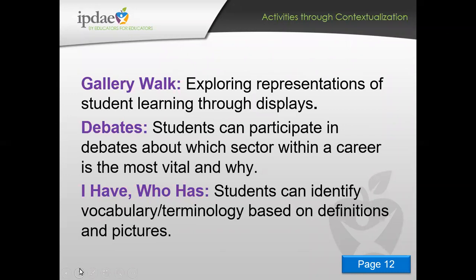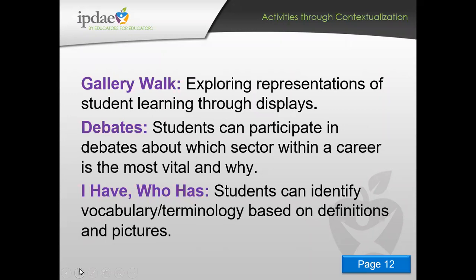There's also debates. Students can participate in debates about which sector within a career is most vital and why. An example of a debate, students can participate in a debate about which health career is the most critical member of the healthcare team. You can do that, and that's a contextualized activity.